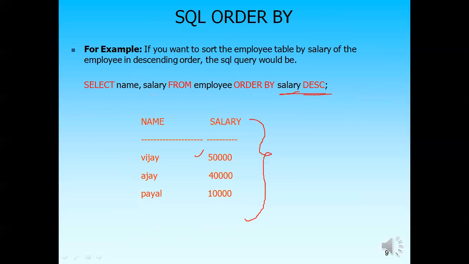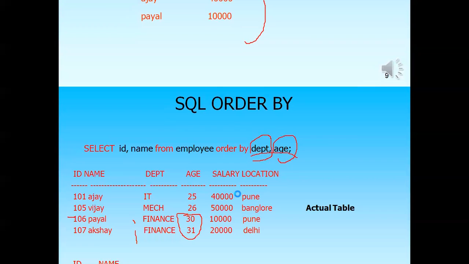So the same query is there, only we want to display the result in descending order. So select name, salary from employee, order by salary, and you need to mention which order you want, that is DESC. So name, salary, and here my result is in descending order. You can observe 50,000, 40,000, and 10,000. I hope you are clear with this.